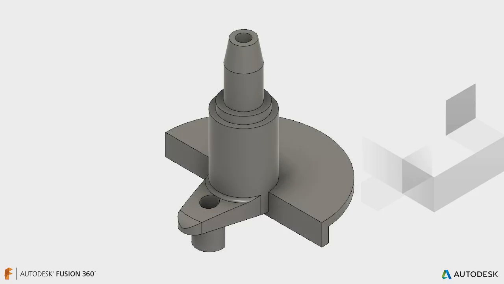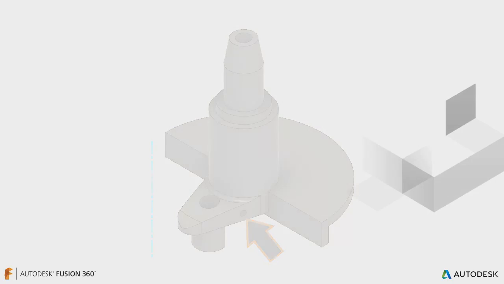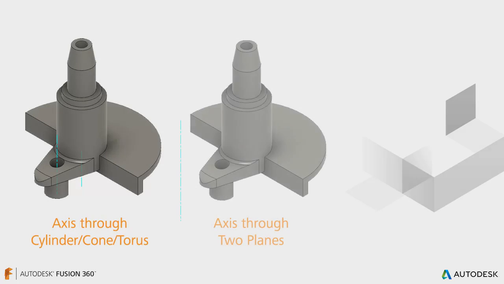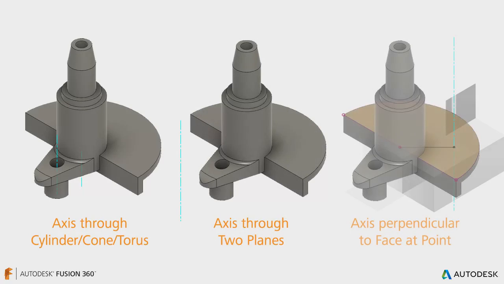Sometimes 3D features need to be created using a construction axis, particularly when a model edge isn't available. This makes the design process much more flexible, allowing for the construction axis to control the model geometry. Let's take a look at how to create a few different types of axes, including the axis through cylinder cone torus, axis through two planes, and axis perpendicular to face at point.